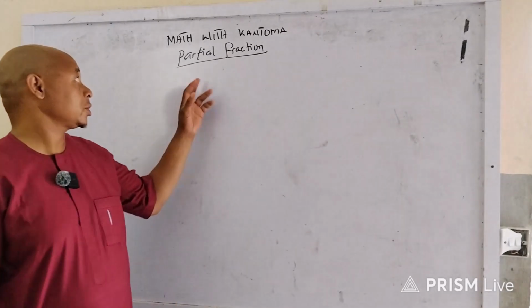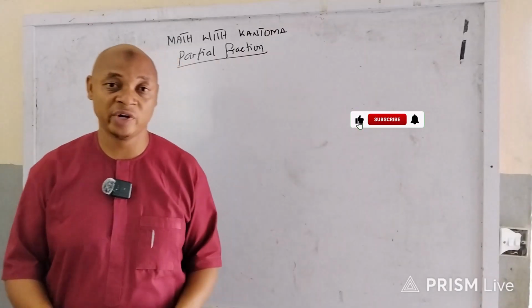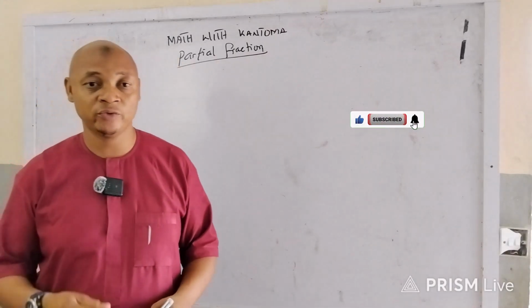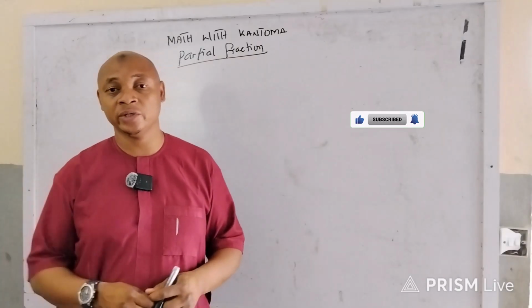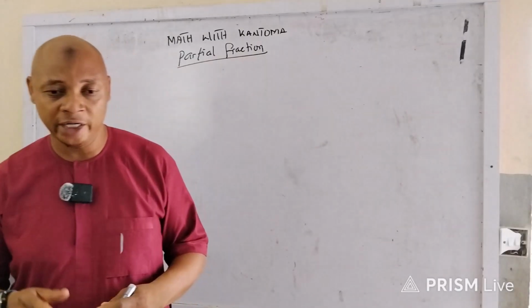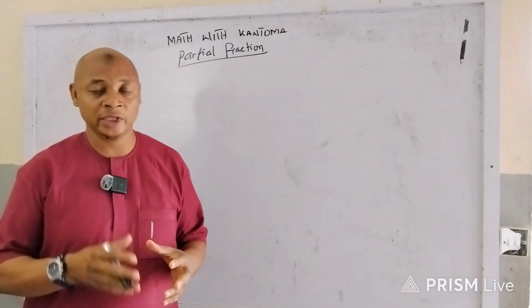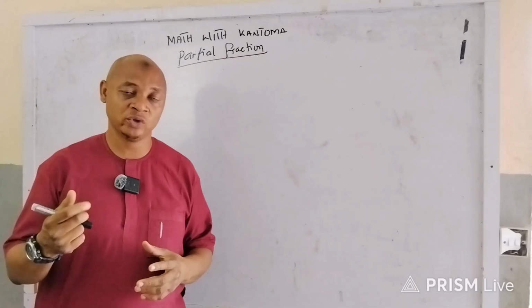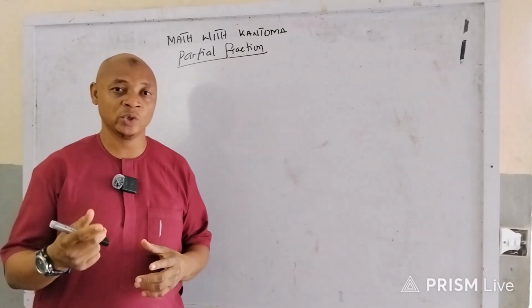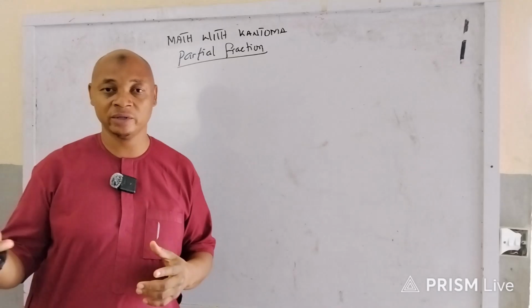In today's class, we'll be looking into partial fractions and resolution into partial fractions. Before we resolve into partial fractions, there are rules involving resolution into partial fractions. The first rule says the numerator of the given fraction must be of lower degree than the denominator of the fraction. If it is not, then we must divide using the long division format.